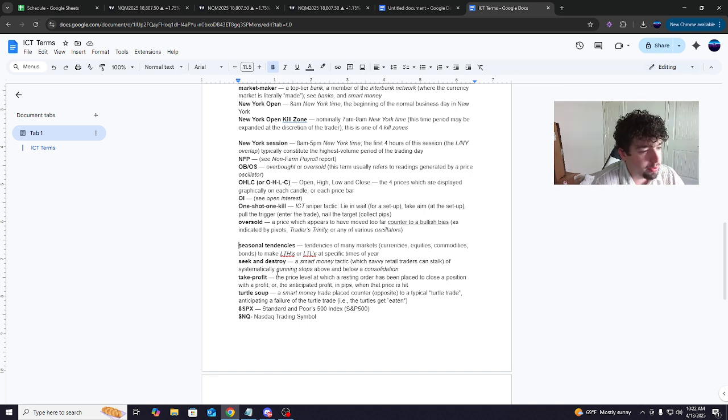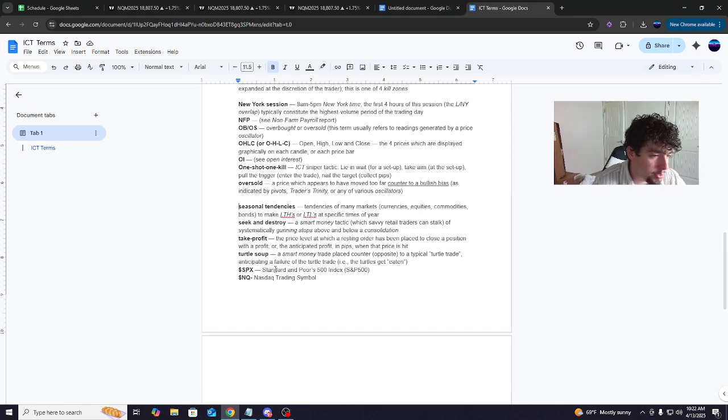Next, we have take profit, which is the price level at which a resting order has been placed to close the position. Pretty straightforward. Next, we have turtle soup, a smart money trade placed counter to a typical turtle trade, anticipating the failure. A turtle soup would almost be like if we were to run up and buy stops, and then it doesn't quite get there, and then comes back down. And then the last two, we have SPX and NQ. Those are both just trading symbols.